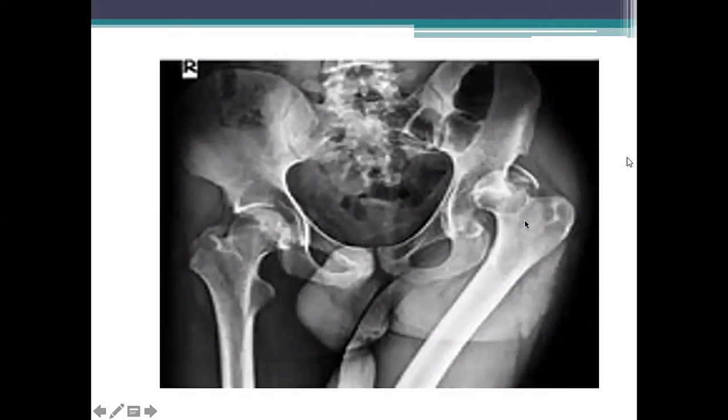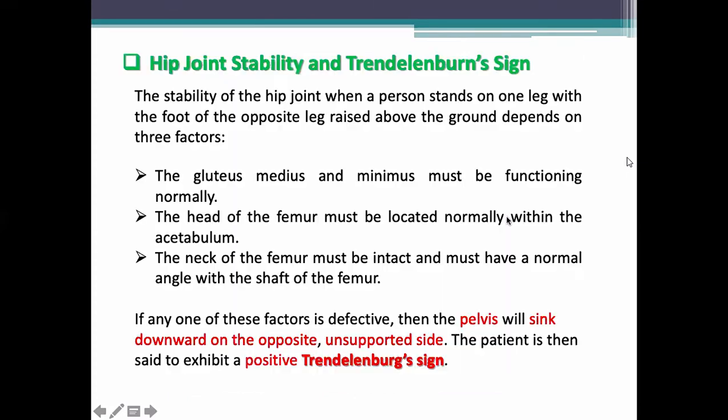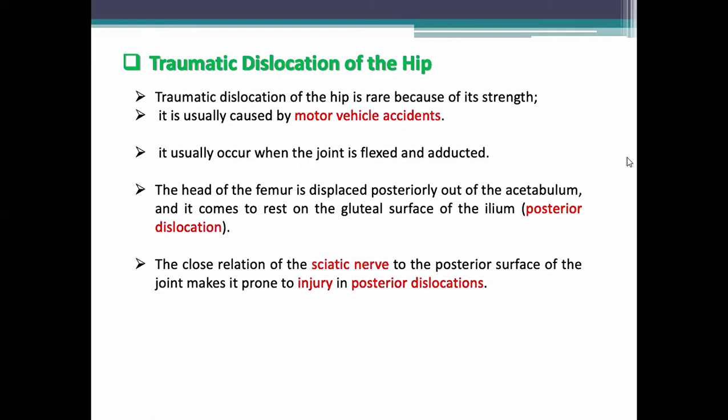So the head is displaced posteriorly out of the acetabulum. This is the normal anatomy. The close relation of the sciatic nerve to the posterior surface of the joint makes it prone to injury in posterior dislocation, so that the sciatic nerve may be injured in posterior dislocation of the joint.